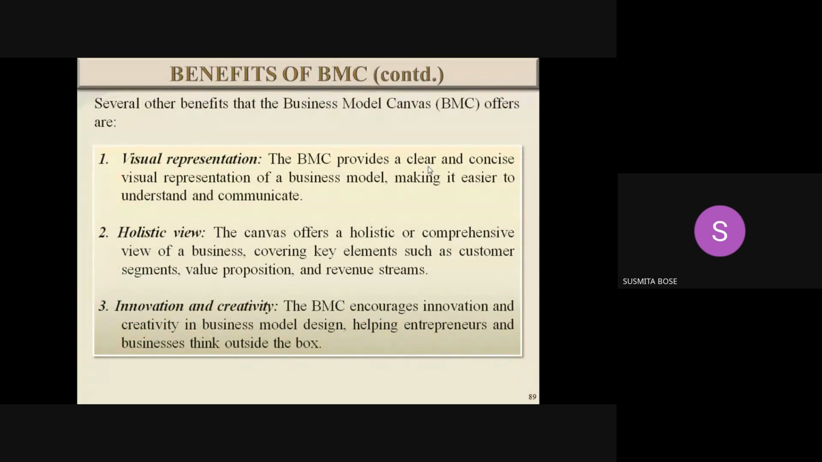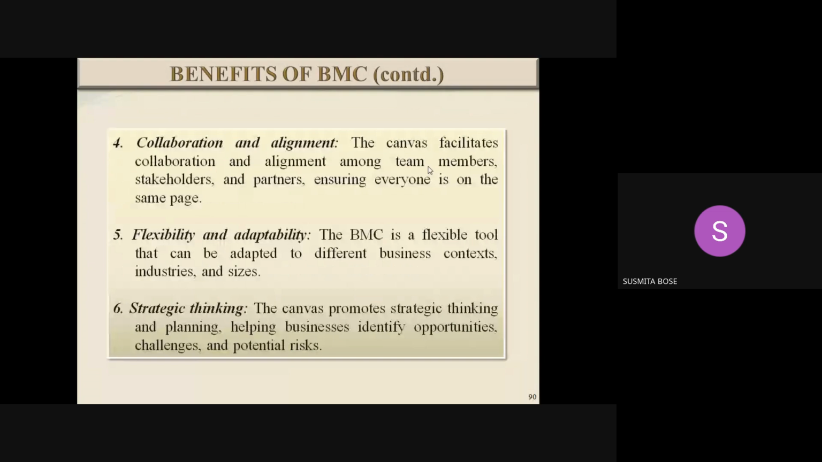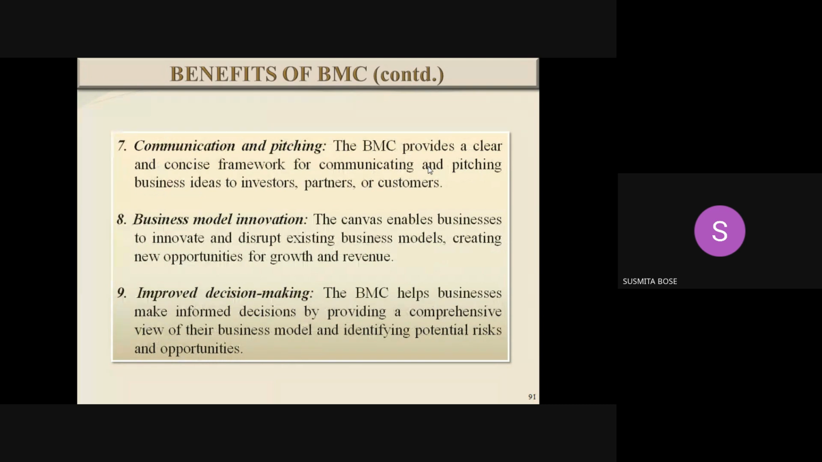So these are the benefits of BMC: comprehensive view of business, visual representation, innovation and creativity. It's flexible. The canvas promotes strategic thinking and planning, helping business identify opportunities and challenges and potential risks. So it provides a clear and concise framework for communicating and pitching business ideas to investors, partners, and customers. It helps business make informed decisions by providing a comprehensive view of their business model.